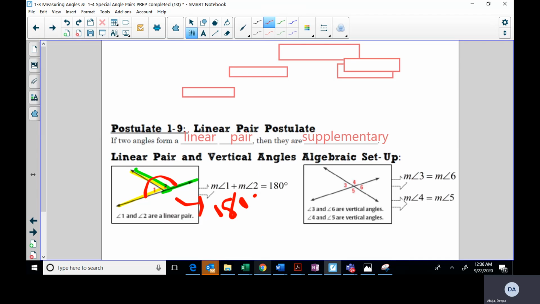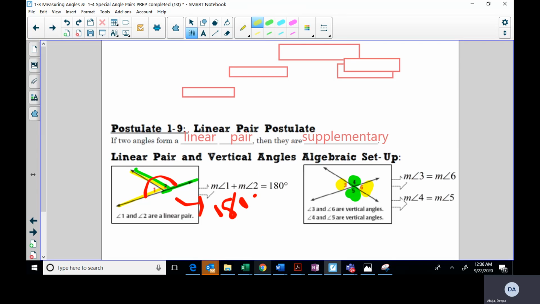How many angles are formed? There will be 4 angles formed. The angles at the top and the bottom, which form vertical angles, are equal to each other. Angle 4 and 5 will be equal to each other, whereas angle 3 and angle 6 are equal to each other. That's what it implies in algebraic setup.